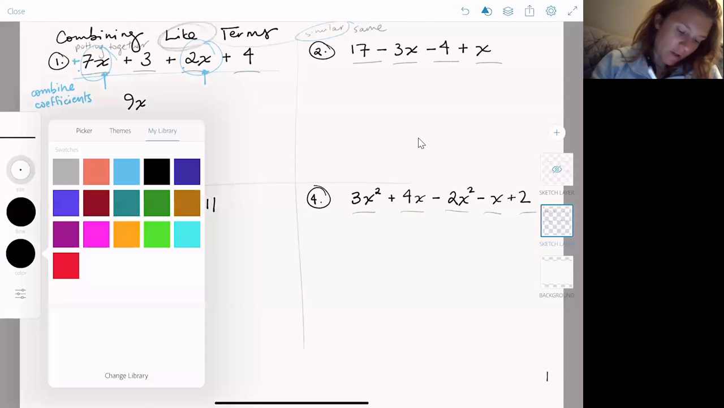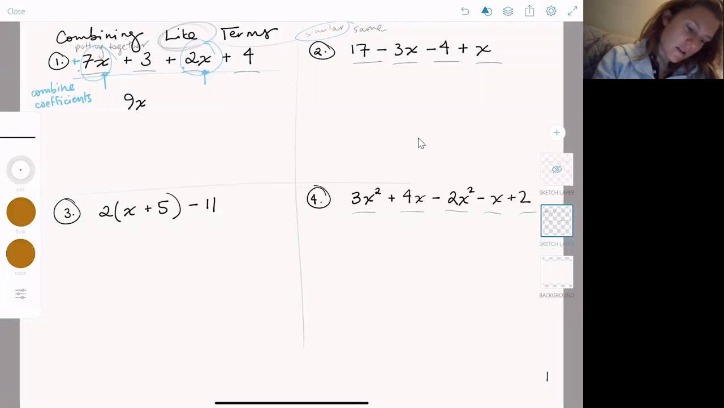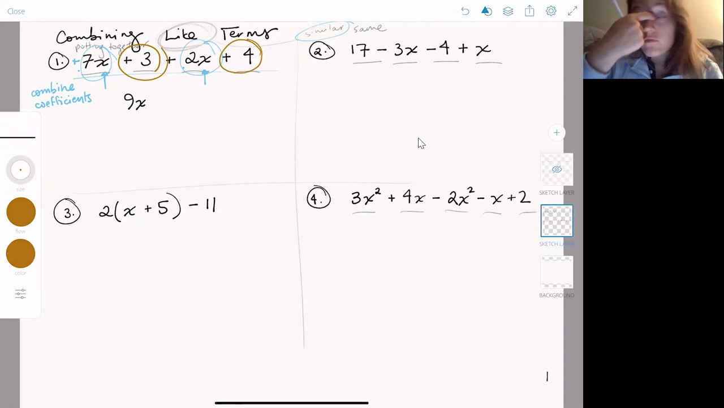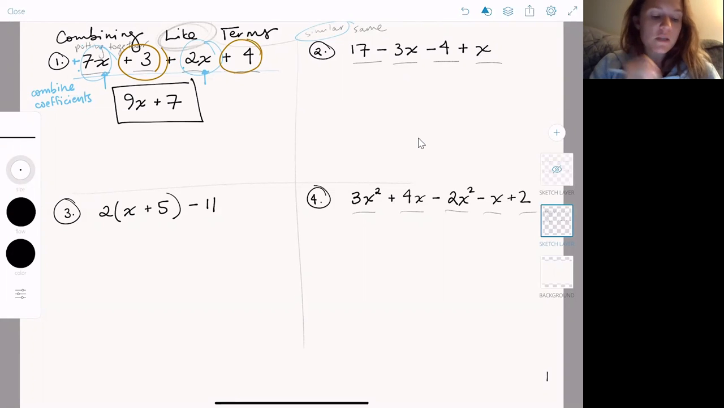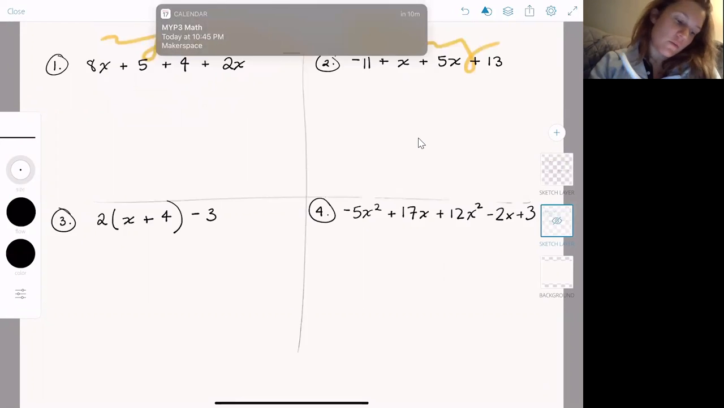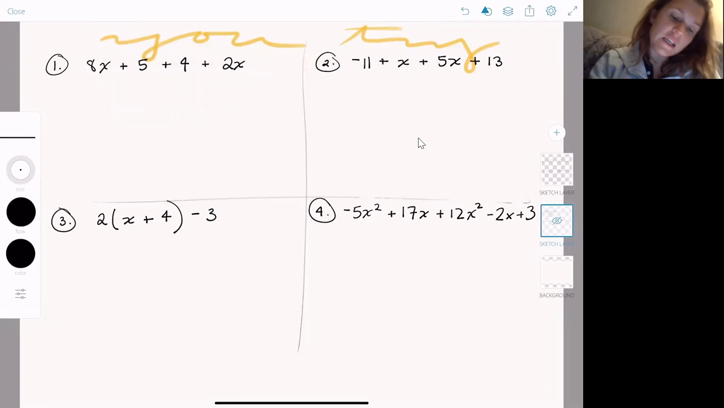So next part is we then look at the remaining terms. So these numbers don't have a variable, so we just add them. 3 plus 4 equals 7. So we just combined those like terms to simplify to get this answer. Just like we've been doing before, I want for you to please stop the video and try number 1 on your own.